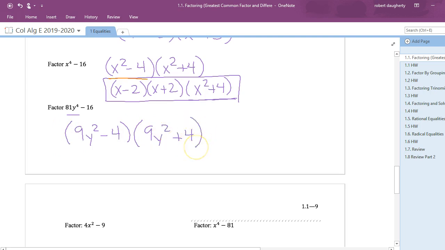Now what you're always on the lookout for when you see a subtraction and two terms is whether they are perfect squares. When I look at this first expression, that's a perfect square. So that's 3y minus 2 times 3y plus 2 times 9y squared plus 4. And that is our complete factorization.